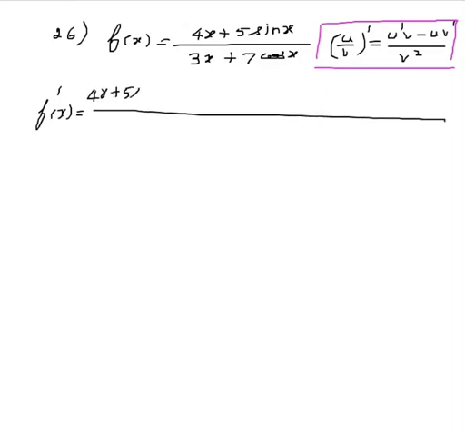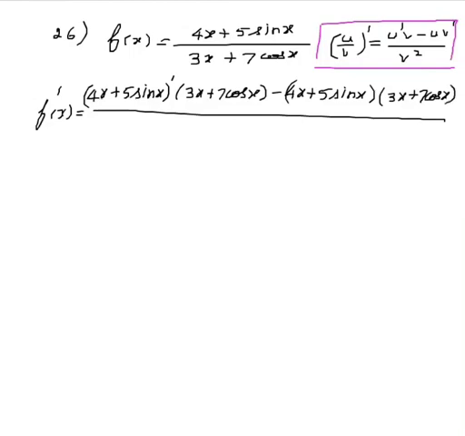u dash into v minus u into v dash divided by 3x plus 7 cos x the whole square.